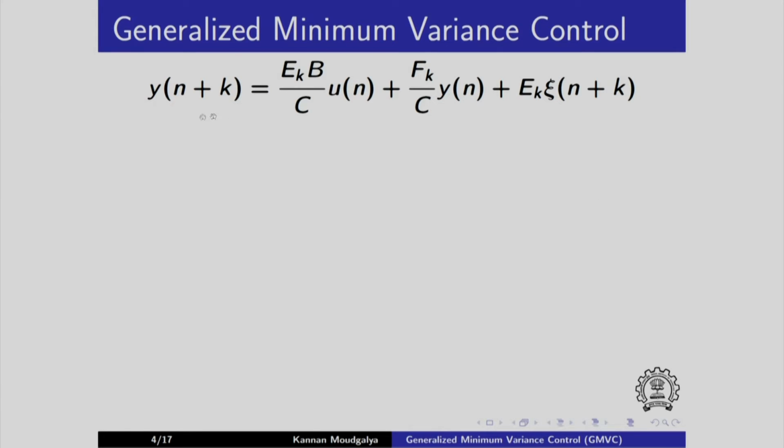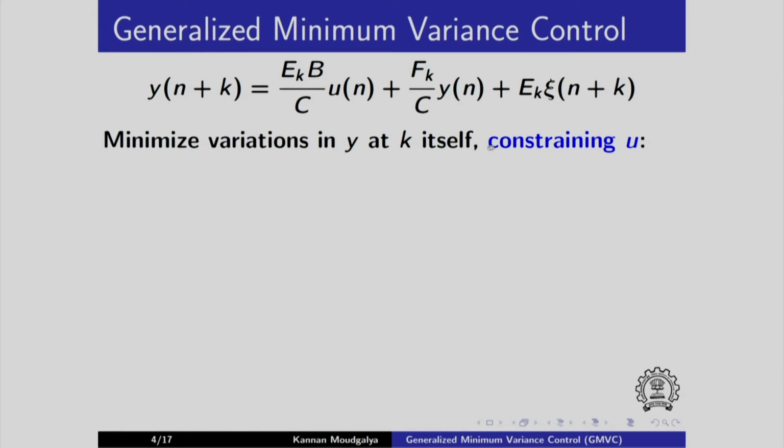Here is the model of our system, where we have divided C by A into E and F and then arrived at this expression. Here is the future noise term. What we will do is minimize variations in Y at k itself, but with the additional requirement that we will constrain U. We will not allow U to become very large.